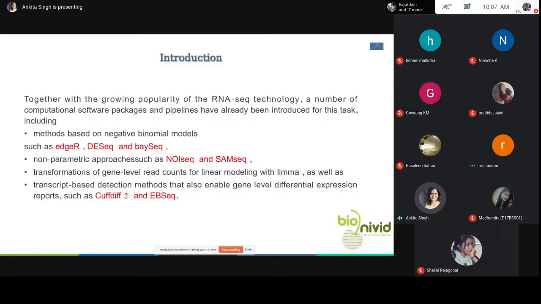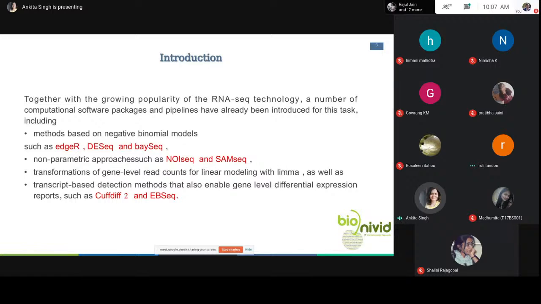These methods can be divided into many different parts. Say for example, some methods take into account a negative binomial model. So you will have EdgeR, which Shalini will take after this session. Then there is DESeq, then there is BASEC. You have many non-parametric approaches. So you will find many different software for performing differential gene expression. But what software to pick, when to pick, I will address that in a later slide.